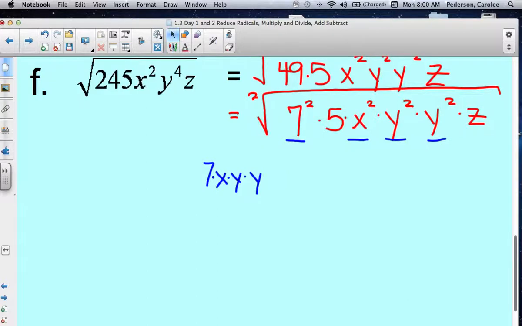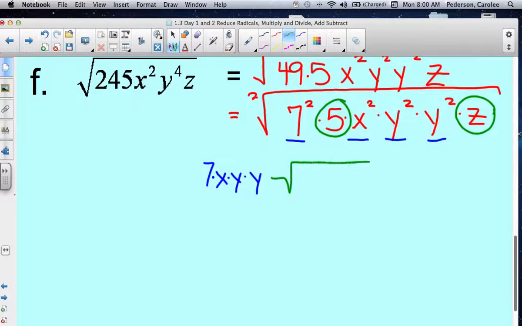And then what's left over are the pieces that are not squared. So 5z. Now I'm just going to combine back together the two y's in the front as 7x y squared, and then the square root of 5z.